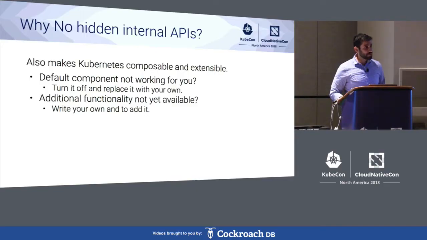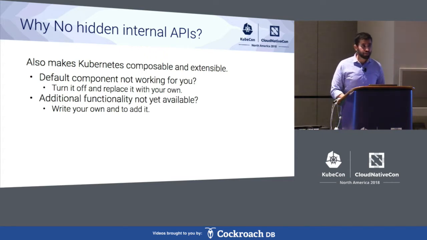And it also makes Kubernetes very extensible. And this is, I think, the big reason that Kubernetes has become as large as it is, because it's very simple to add on to it. Because all the components within Kubernetes use the same API that you use to interact with it, you could swap out any one of these components with your own implementation.